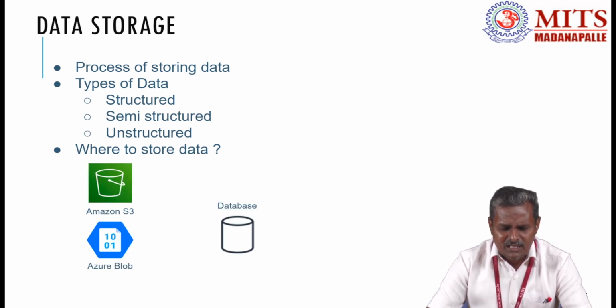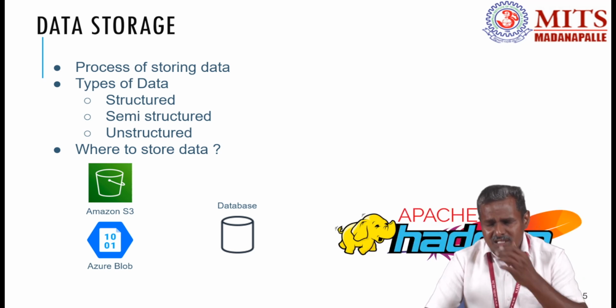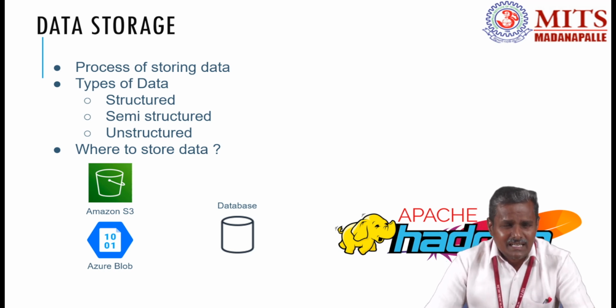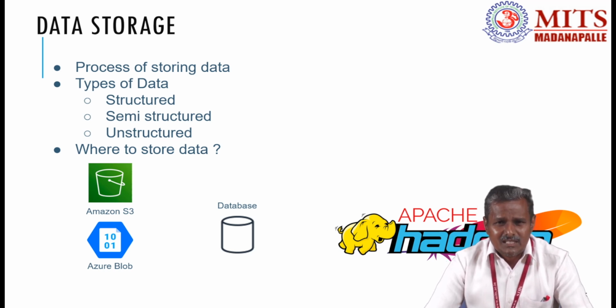To store this data, we can use Amazon S3, Apache Spark, and databases. We can also use Apache Hadoop for handling big data. We can use HDFS, that means Hadoop Distributed File System, which is used to handle big data, store and retrieve the data in an efficient manner.